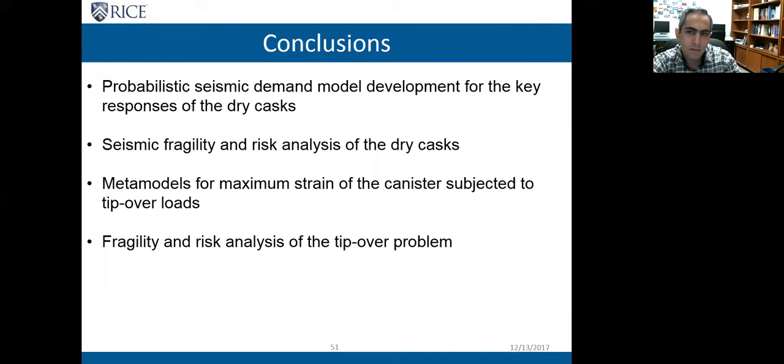Looking at the risk, this study suggests that the risk approaches acceptable limits in the industry for the rocking motion. However, it does not mean release of radioactive material. For the tip-over analysis, we also performed a probabilistic study, and our finite element models show that fracture is not expected for the canister, which is good news. And we also performed a sensitivity analysis, which gave us some suggestions for design.